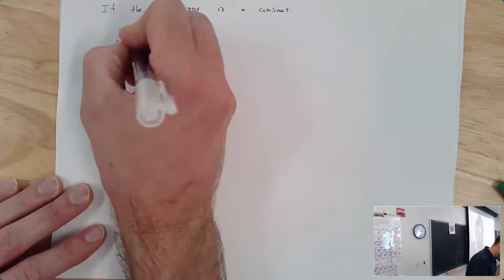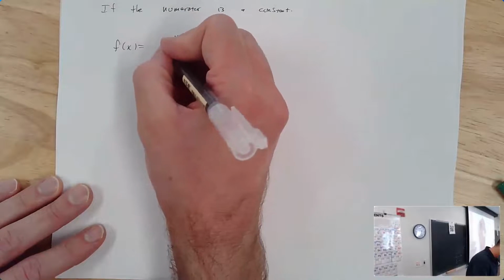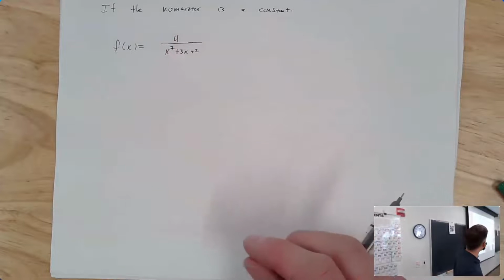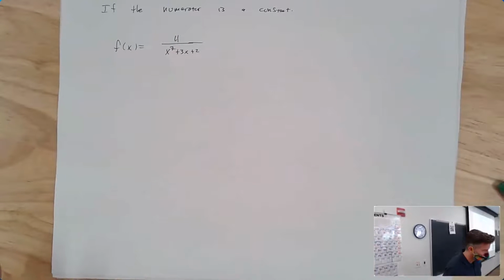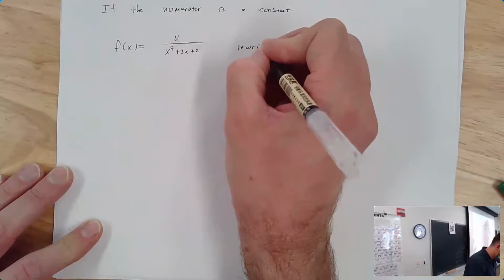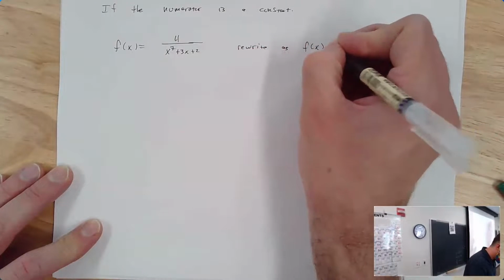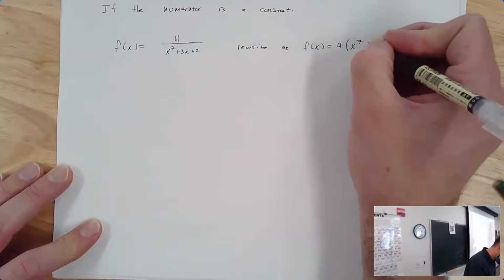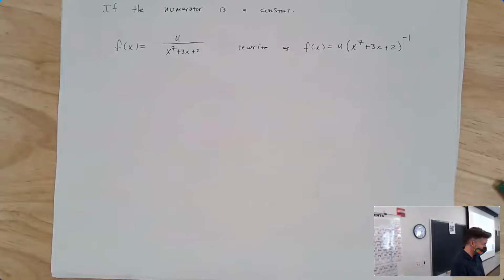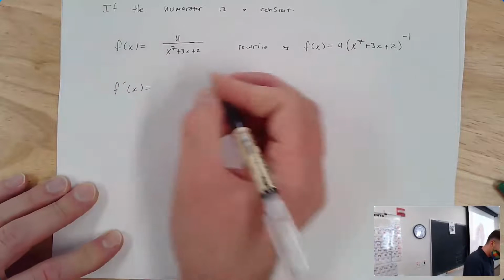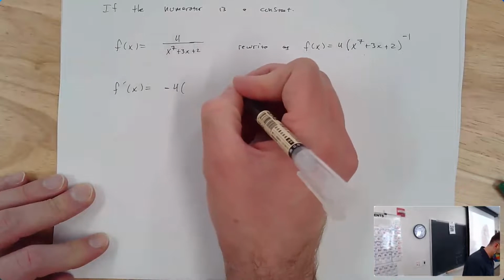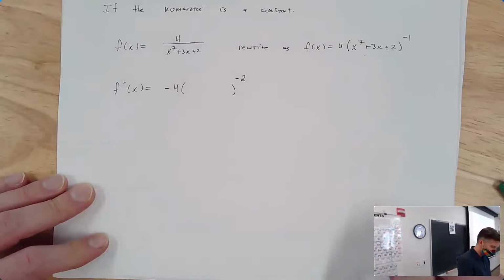So if my function looks something like 4 over x to the 7th plus 3x plus 2, instead of using the quotient rule, we're going to rewrite it and use the chain rule. So we're going to rewrite it as f of x equal to 4 times (x to the 7th plus 3x plus 2) to the negative 1. And then we can just use the chain rule. So f prime of x is going to be, well, I've got 4 times some stuff to the negative first, the power comes down. Get negative 4 times your stuff to the 1 less power, so negative second.